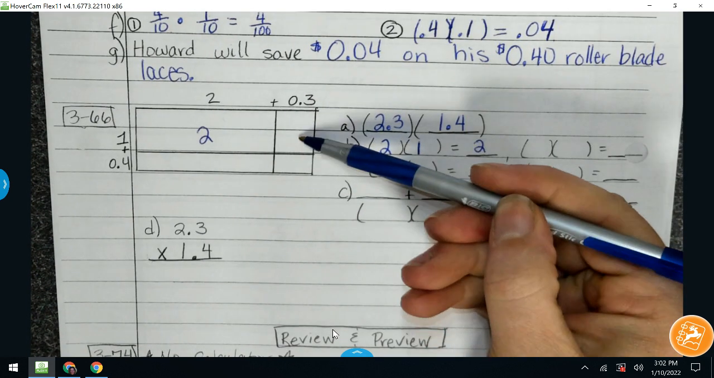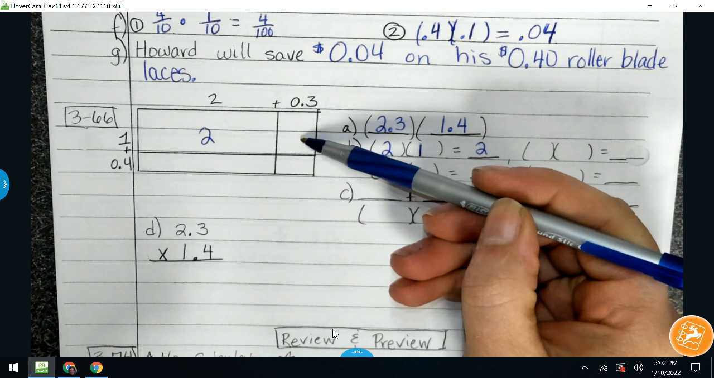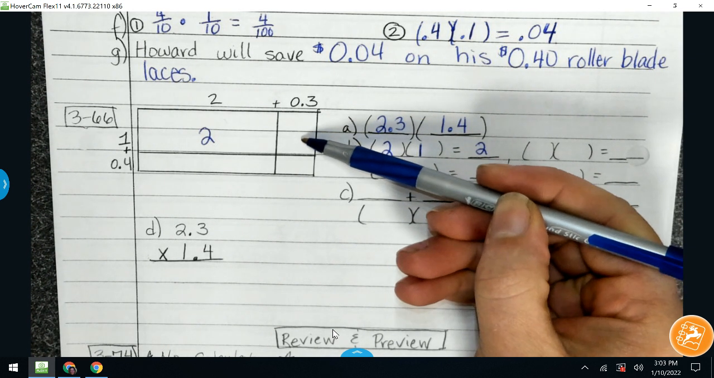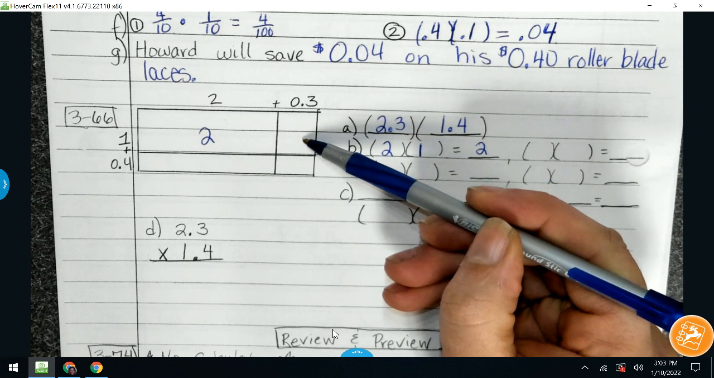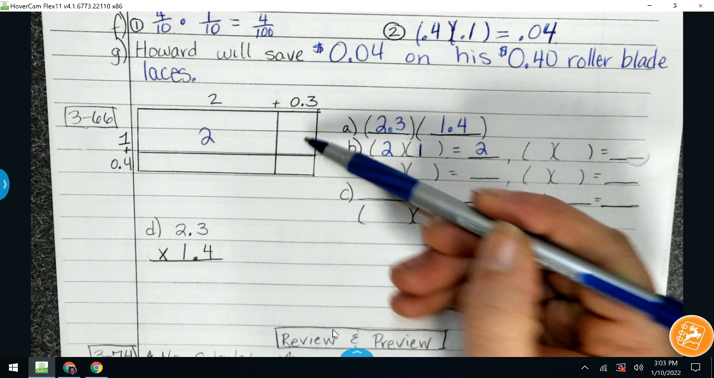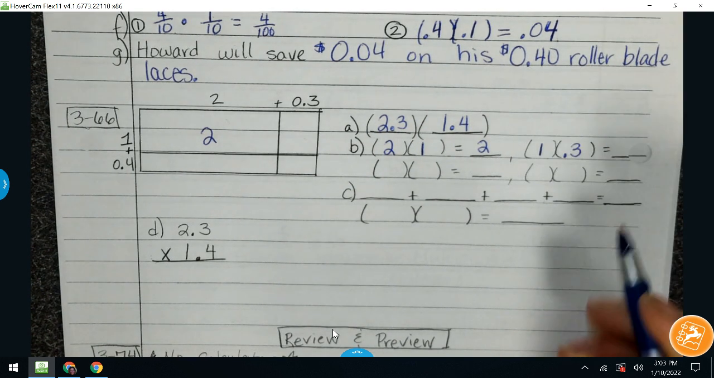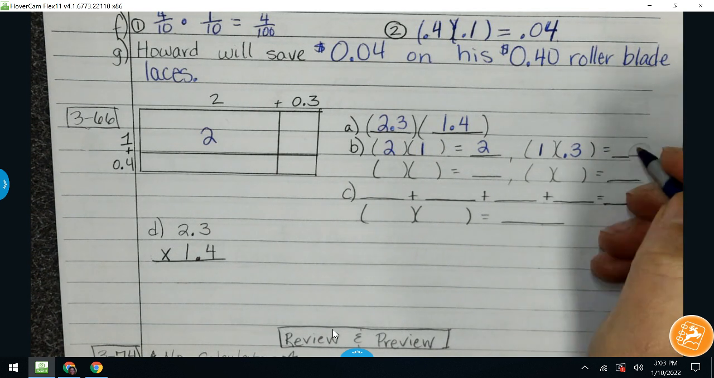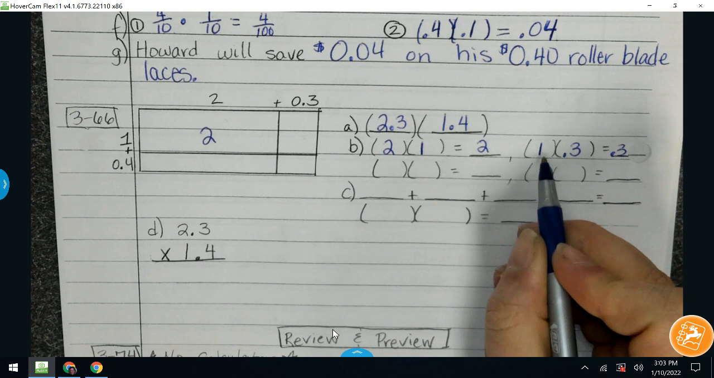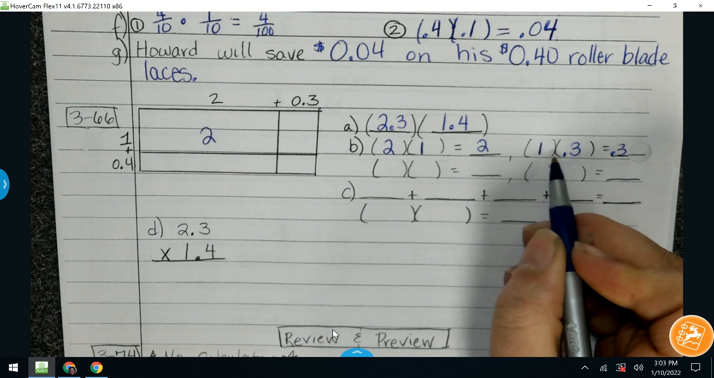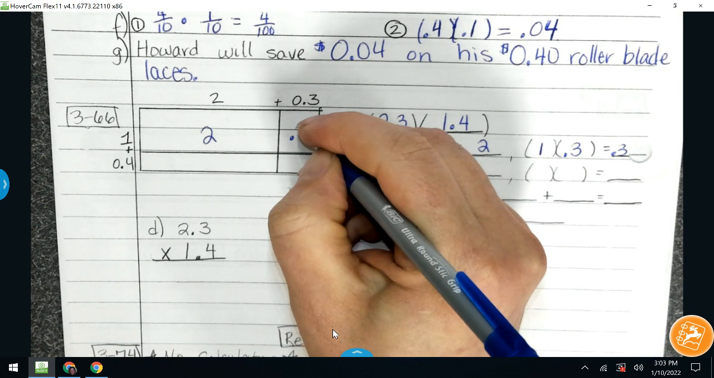So for this one right here, and it really doesn't matter the order that we do these in, I'm particular and I go from left to right. So on this one here, to find the area of that smaller guy, I'm going to multiply 1 times 3/10. And 1 times 3/10 is 3/10. I know that because it's the identity property of multiplication. Anything multiplied times 1 is itself. So that's going to go right here.